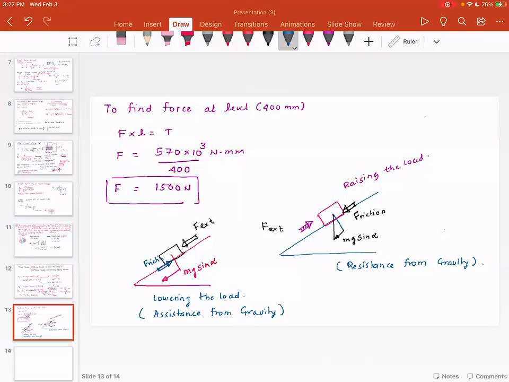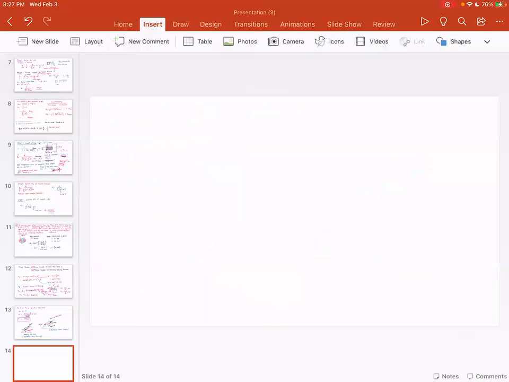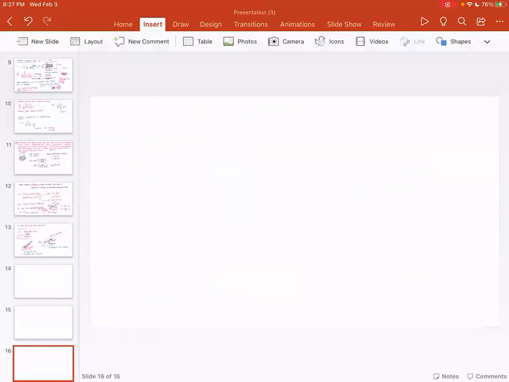Because there is the design of screw jack to look at, but unfortunately, I don't think I will be able to finish the design of screw jack. But let me work out this problem. This is a fairly simple problem that can be solved in the time that we have available. Okay.